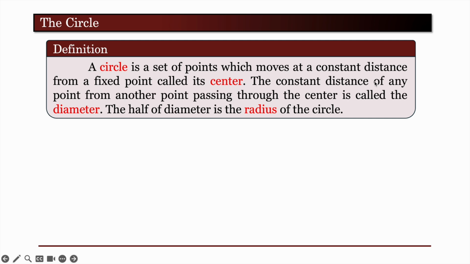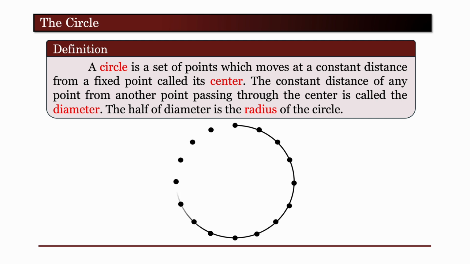First, let us define the circle. A circle is a set of points which moves at a constant distance from a fixed point called its center. The distance across the circle, passing through the center, is called the diameter. Half of the diameter is the radius of the circle.